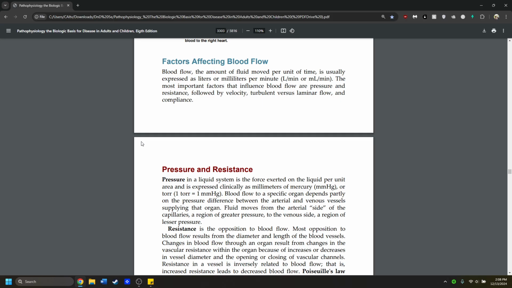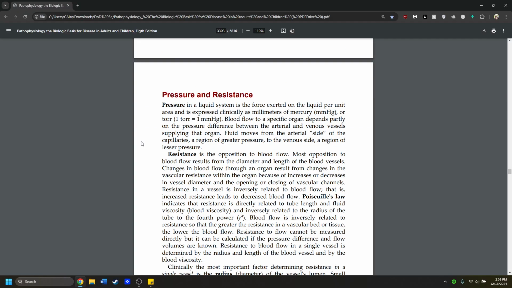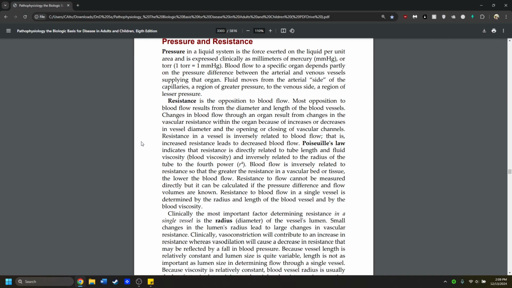So, factors affecting blood flow. Blood flow, the amount of fluid moved per unit of time, is usually expressed as liters or milliliters per minute. So either L per minute or mL per minute. The most important factors that influence blood flow are pressure and resistance, followed by velocity, turbulent versus laminar flow, and compliance. So, your pressure and resistance.